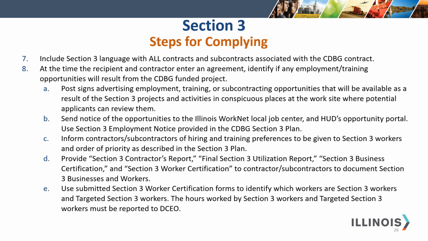Inform contractors and subcontractors of hiring and training preferences to be given to Section 3 workers in order of priority as described in the Section 3 plan. Provide Section 3 contractors report, final Section 3 utilization report, Section 3 business certification, and Section 3 worker certification to contractors and subcontractors to document Section 3 businesses and workers.